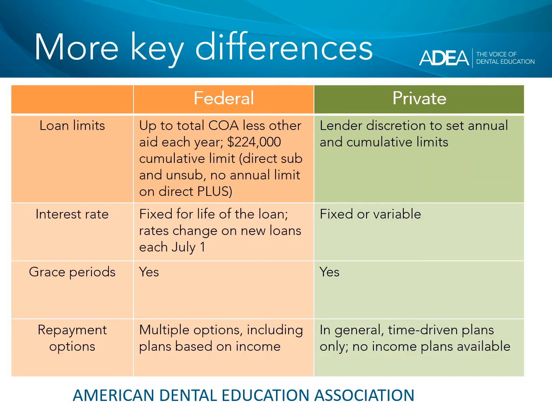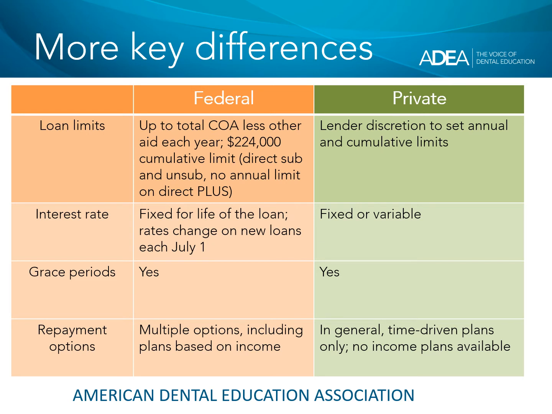Some additional key differences in terms of loan limits. With federal loans, you can borrow up to the full cost of attendance, less other financial aid each year if you need to. A quick reminder, just because you can borrow the full cost of attendance every year doesn't mean that you have to, but you can with a combination of direct unsubsidized and direct plus minus other financial aid each year. There is a cumulative limit on federal student borrowing of $224,000. In terms of private loans, it's going to be lender discretion to set the annual and cumulative limits.